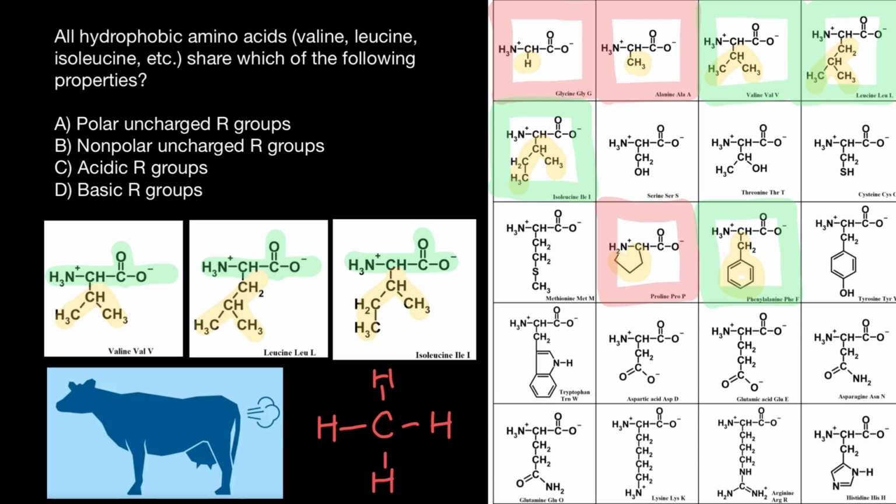So I hope this technique will help you to memorize which amino acids that have only hydrocarbons in the R group would be essential and which are not. Again, I want to repeat that all these amino acids are going to be uncharged, hydrophobic, and non-polar. Our question: do all hydrophobic amino acids, valine, leucine, isoleucine, share which of the following properties?